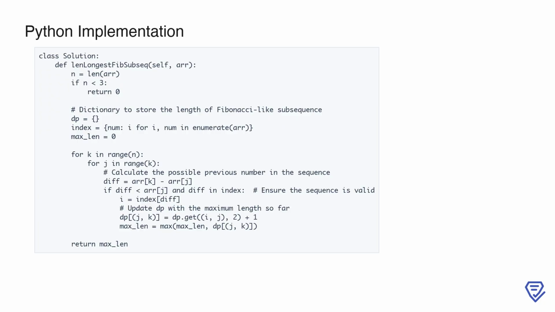Using dp.get((i, j), 2) + 1, we calculate the length of the Fibonacci-like subsequence ending at (j, k). If there is no prior sequence ending at (i, j), we assume a default length of 2. We update dp[(j, k)] with this value and also maintain max_len to track the overall maximum length. Finally, after processing all pairs, we return max_len, which contains the length of the longest Fibonacci-like subsequence found in the array. The algorithm has a time complexity of O(n²), making it efficient for moderately large input arrays.